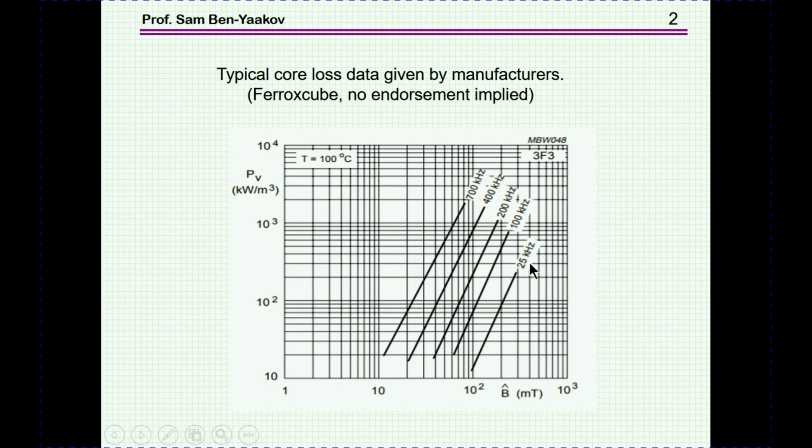Now notice that this is of course for one particular material. Each material will have its own chart. This is 3F3, and this is also correct for one particular temperature. So this is 100 degrees centigrade.